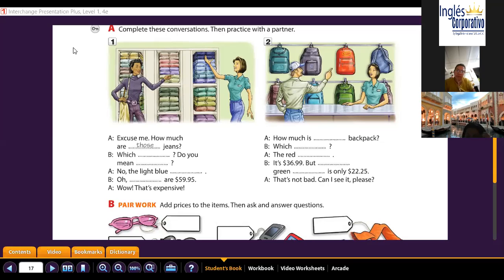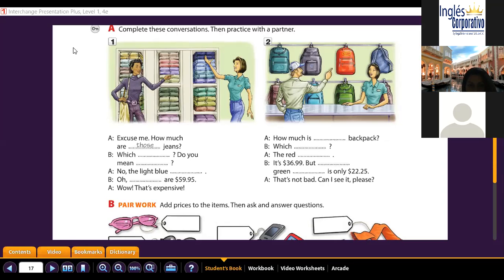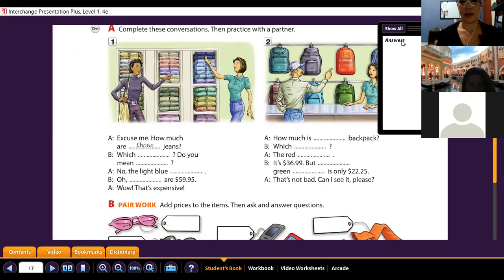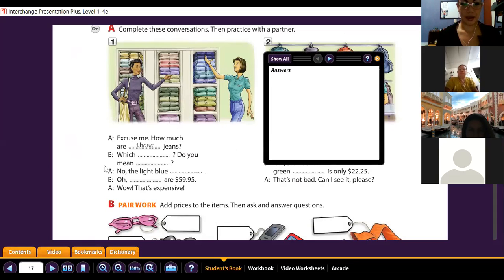Are you ready? Finished? Not yet, miss. Okay. Yes, teacher. Okay, we're going to check the answers. Do I have a volunteer for the first one? How do we finish this conversation? A volunteer? Hi, teacher. Okay. I am a volunteer.